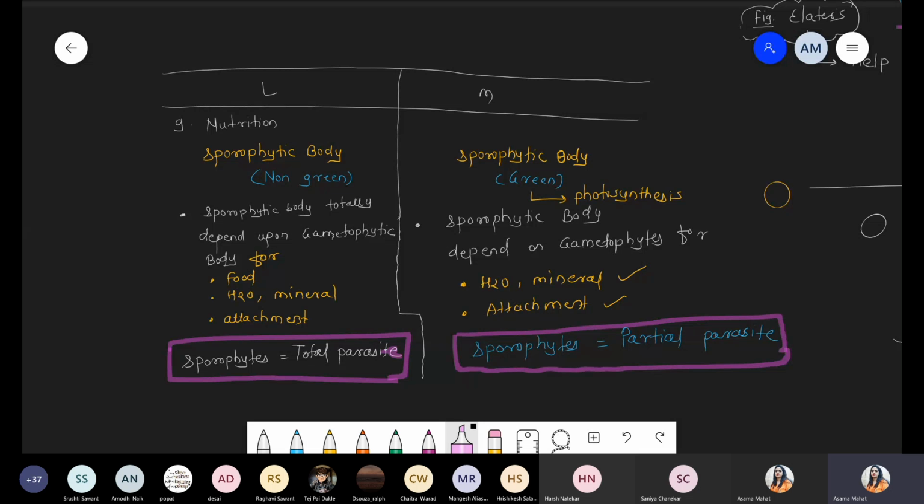Is there any doubt from today's class? Okay, very nice. With this we end today's session. In the next class we will start the life cycle of Funaria, because a question comes from there. And in Funaria, I'll tell you how the typical teeth, the peristome teeth, work and how they help in spore dispersal. Okay, thank you.